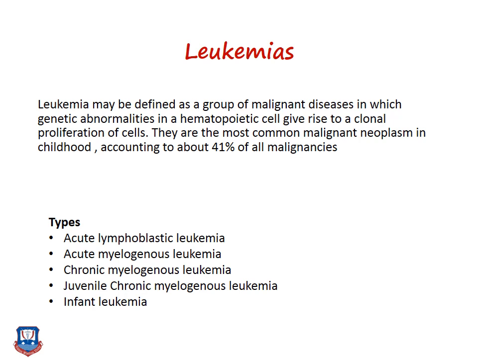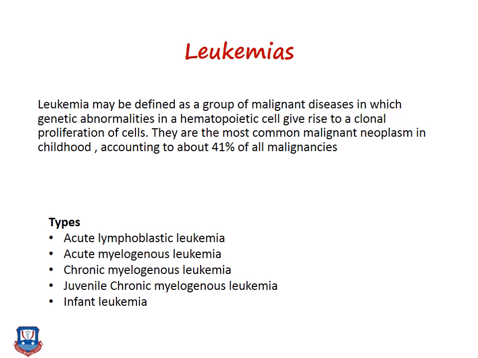Leukemia may be defined as a group of malignant diseases in which genetic abnormalities in a hematopoietic cell give rise to a clonal proliferation of cells. So in simple terms, it's a malignant disease which has some genetic abnormalities, and due to this, the hematopoietic cells give rise to other types of cells.